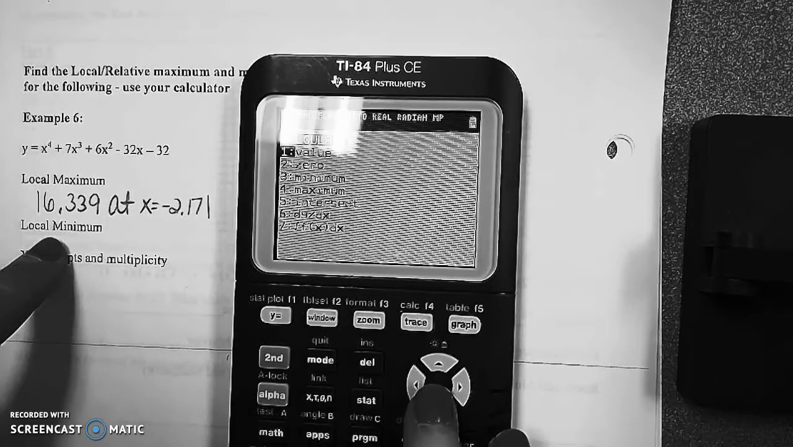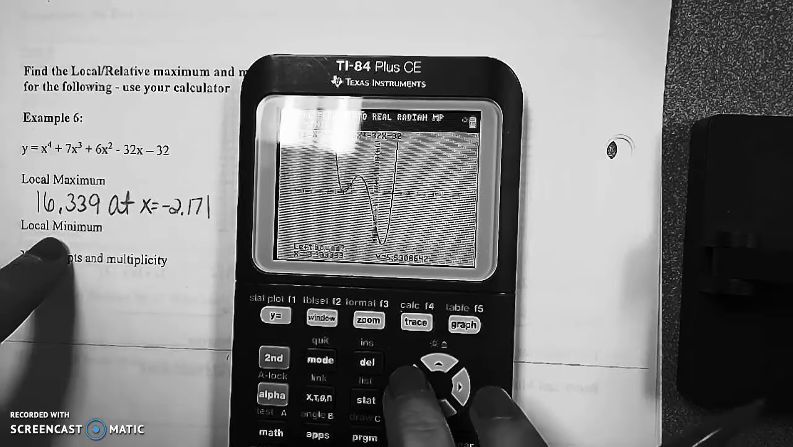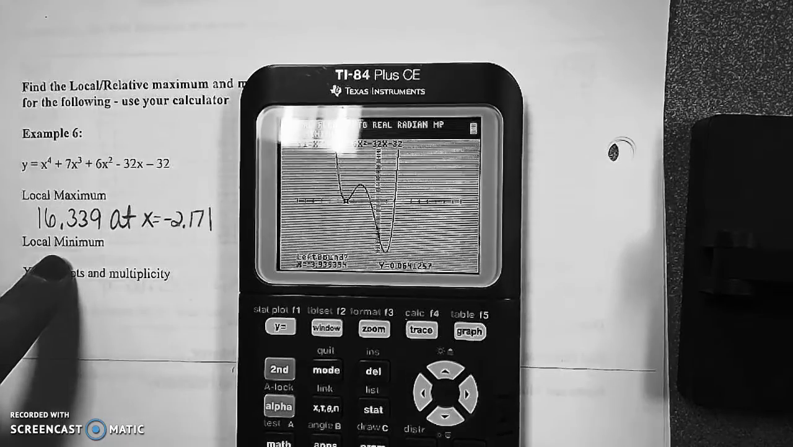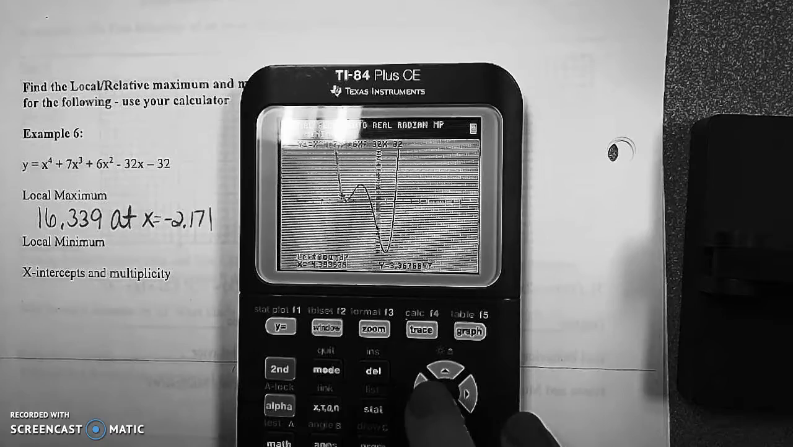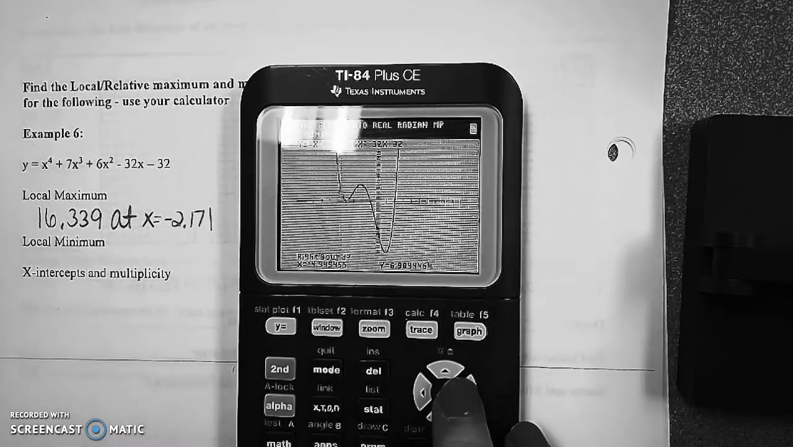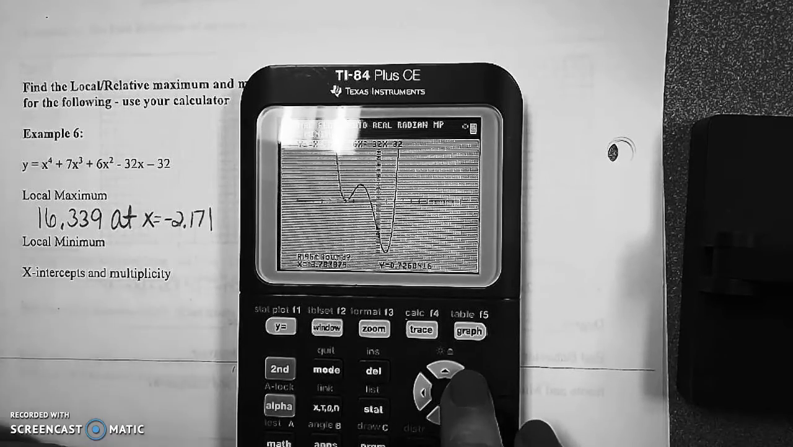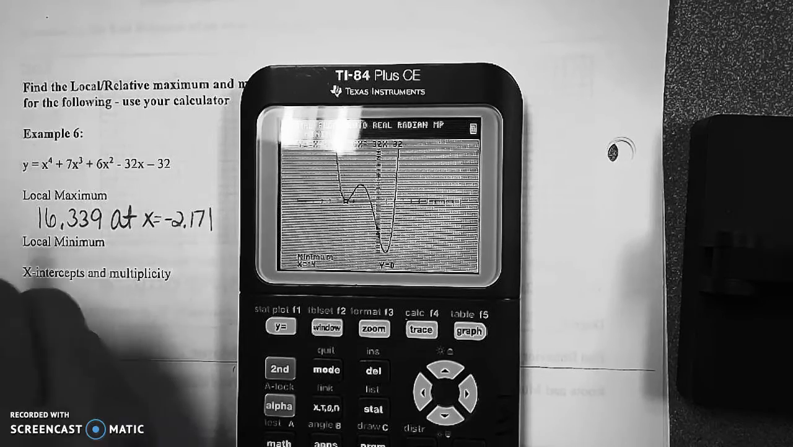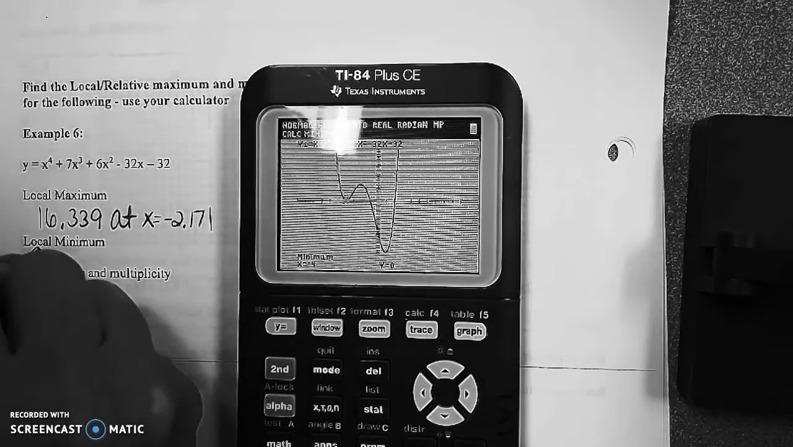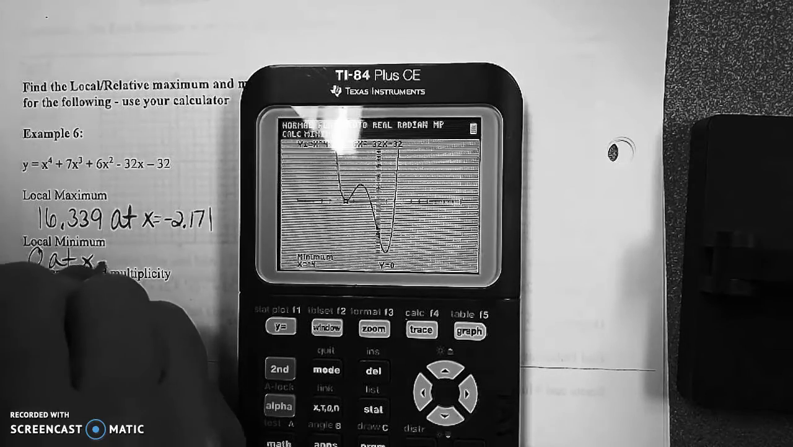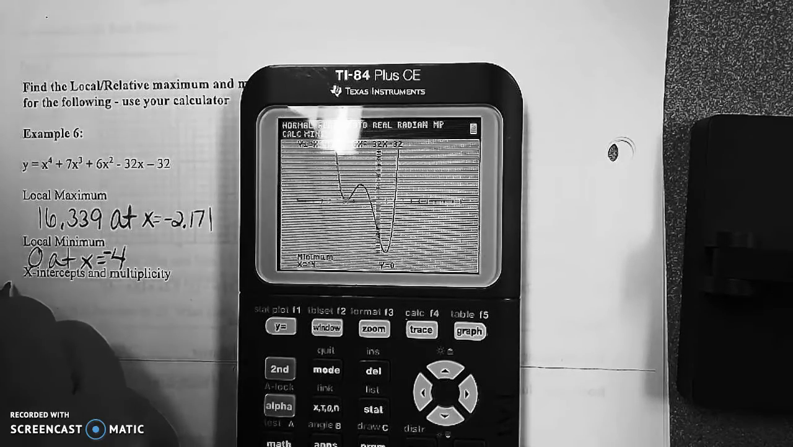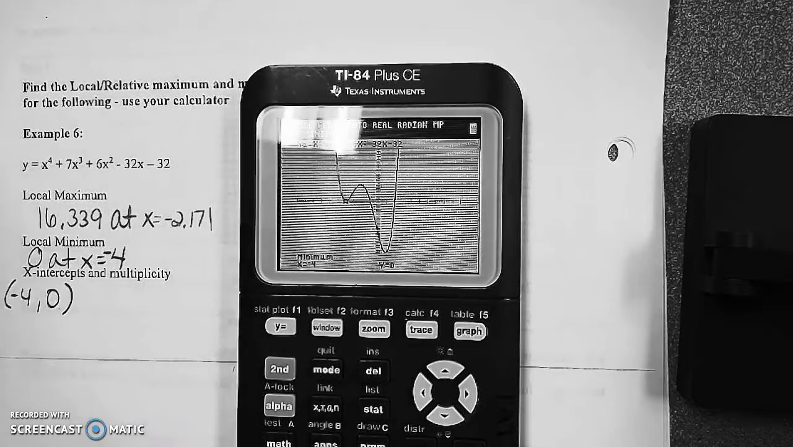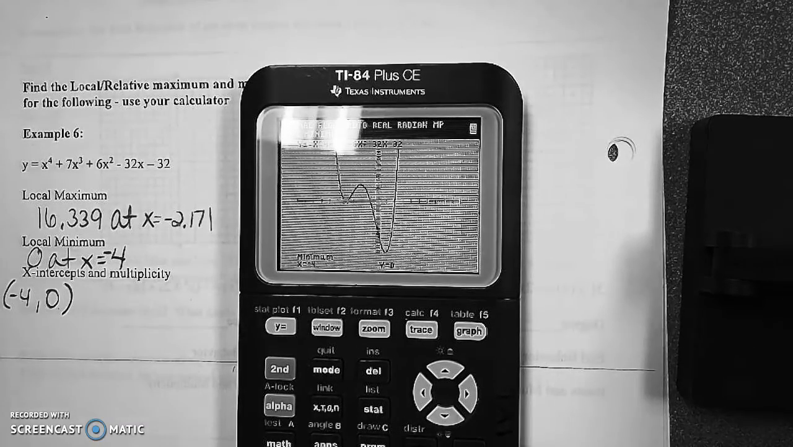So I'm going to go to second calc, second trace, and do minimum. I like to scroll my calculator till it looks like I'm on top of a minimum and it's flashing. So now it says left bound. Move your cursor till you know it's on the left hand side of that minimum and hit enter. Now move your cursor until it's on the right hand side of that minimum and hit enter. And guess, go over to it and hit enter one more time. And so we see here we have a local minimum of 0 at x equals negative 4, and actually that's an x-intercept, negative 4, because the y value is 0.